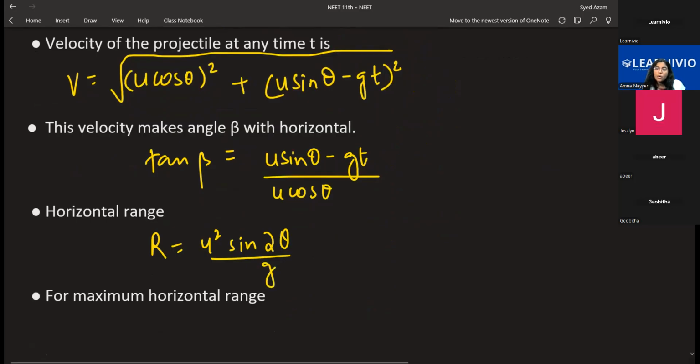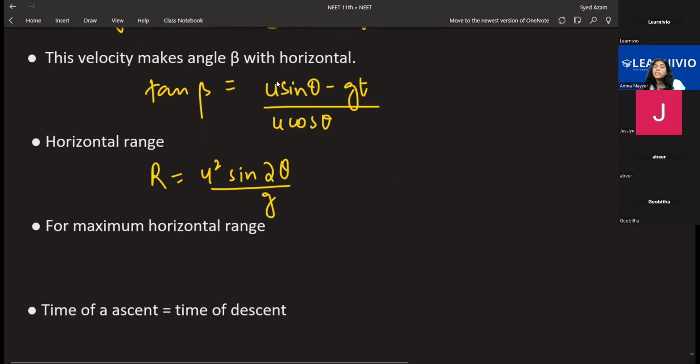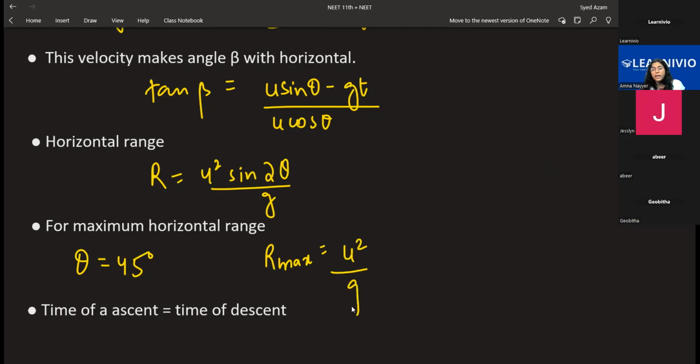Now, for the maximum horizontal range, when can the horizontal range be maximum? When your theta is what? Tell me the value for theta. Yes, you all have studied. Yes, Abir, very good. It's 45 degrees. So when you're writing the maximum range, 2 into theta, yes Jyotita, 2 into 45 will be 90. So sine 90 will be 1, so it will be u square by g.